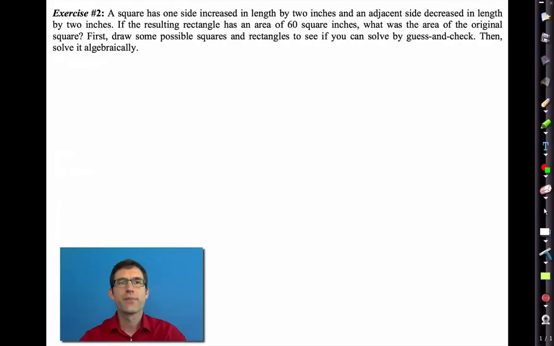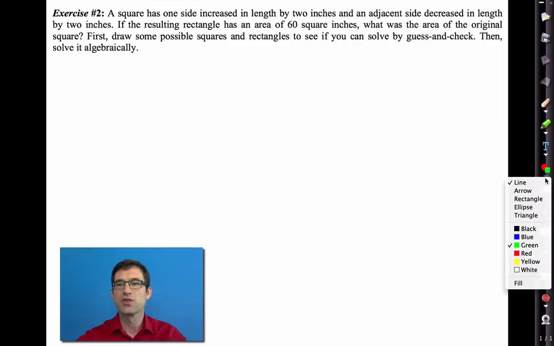Exercise number 2. A square has one side increased in length by 2 inches and an adjacent side decreased in length by 2 inches. If the resulting rectangle has an area of 60 square inches, what was the area of the original square? First, draw some possible squares and rectangles to see if you can solve it by guess and check. Then solve it algebraically. One thing I like about the program that I use is it does have some predefined shapes, which is kind of nice.